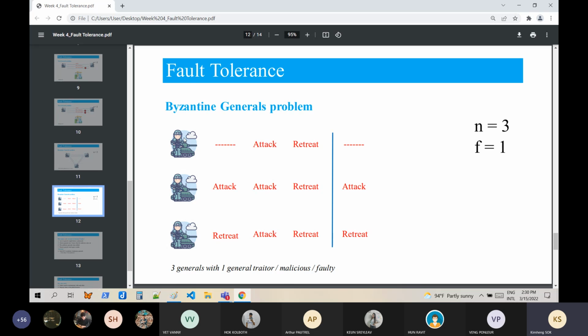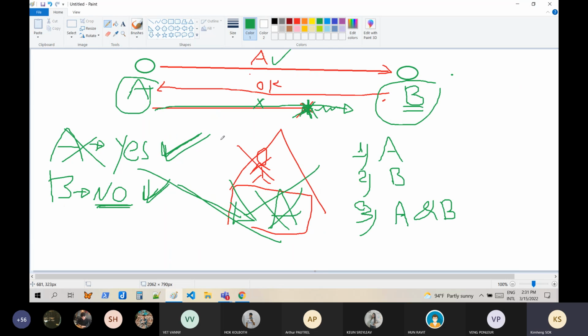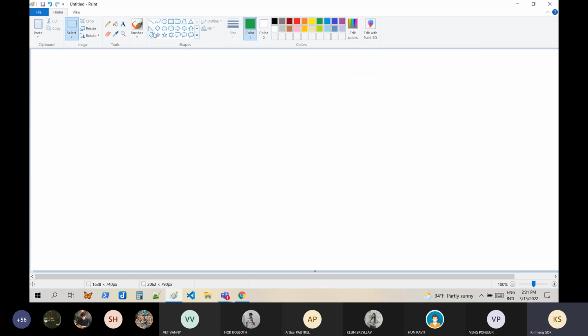So we have, for example, we have 3 general, but suppose that one of the 3 is a failure, or we can call a failure, a traitor, or a malicious, something like that. For example, like we have 3 army, but one army take money from the big city or the big government. Okay, for example, like we have 3 army, 3 general.